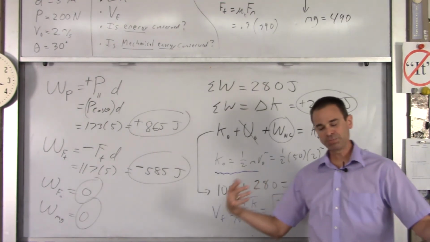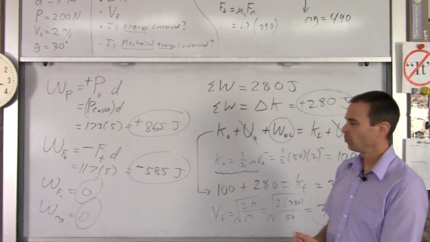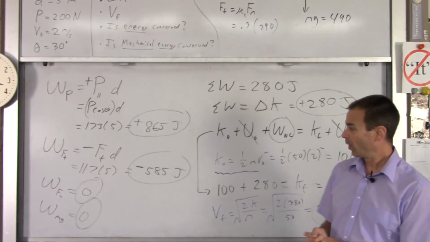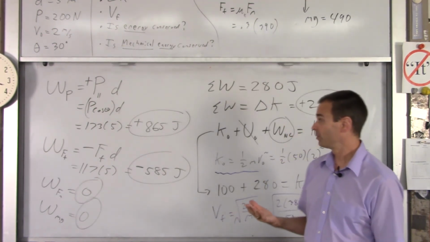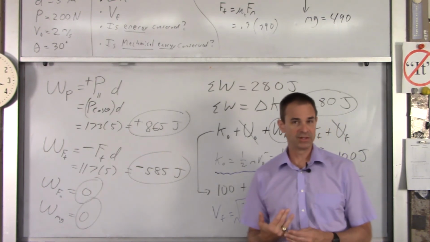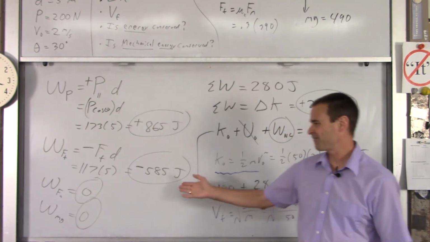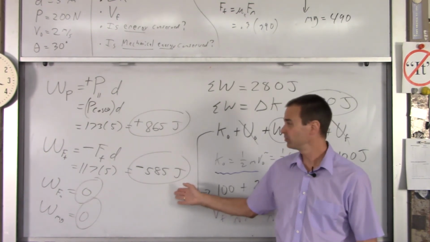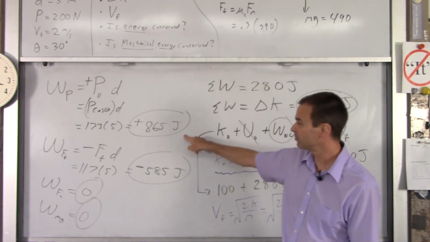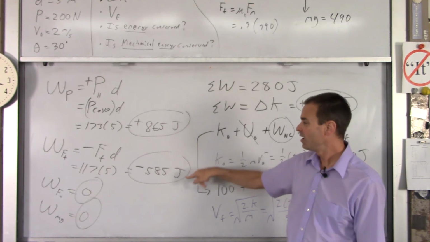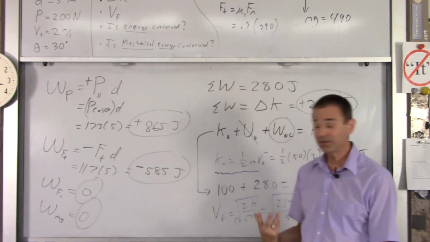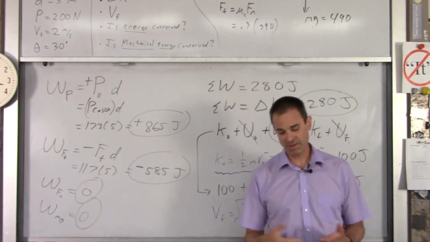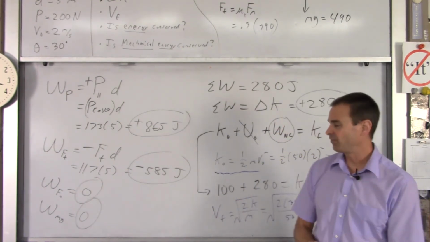Now, they might ask you to explain why. Why is the work done by the student more than the net work done on the box? Well, the reason is because you got friction. Friction is taking energy away from the box. Sure, the student gave the box 865 joules of energy. Friction took 585 joules of that away. You can even go further. They might ask you to say, where did that 585 joules go?